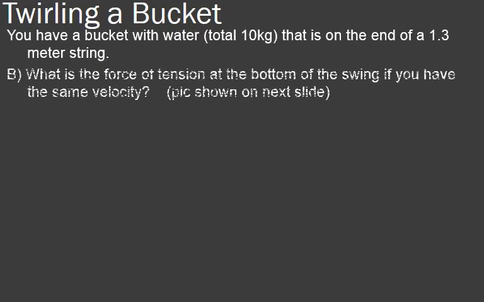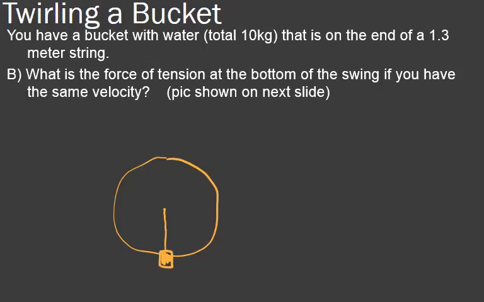Now, at the bottom, let's say that we're still swinging this bucket, and we're swinging with the same speed. Again, to the center is positive, outside is negative. Go ahead and draw the free body diagram, set up your sum of the forces, and calculate what the force of tension would be as it spins around. So go ahead and pause the clip and give that a try, and when you're ready to check, you can hit play to continue.